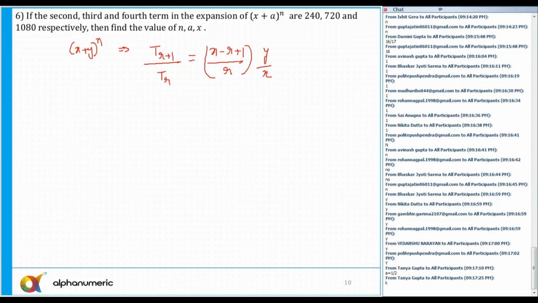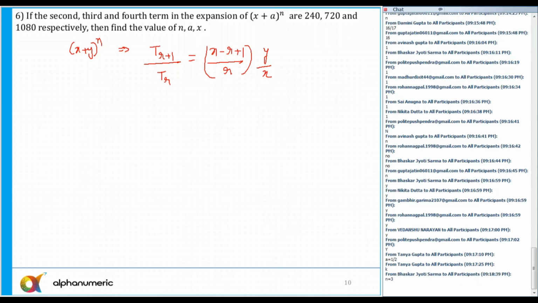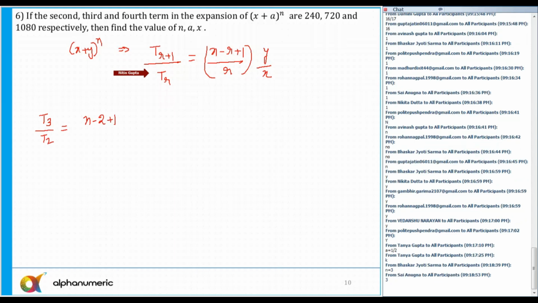Okay. So second, third, and fourth. What is the ratio of the third term to the second term? I can say the ratio of the third term to the second term means r is equal to 2. Compare here, r is equal to 2. So it will be equal to (n minus 2 plus 1) upon r, which is equal to 2, into y by x. Here y is equal to a by x. And this value is nothing but 720 upon 240.